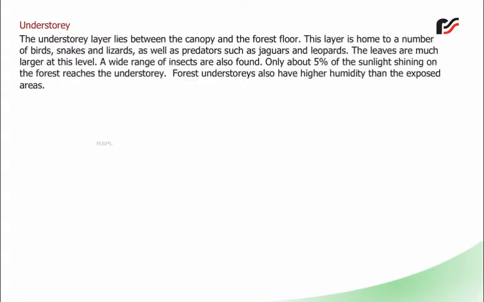Understory. The understory layer lies between the Canopy and the forest floor. This layer is home to a number of birds, snakes, and lizards, as well as predators such as jaguars and leopards. The leaves are much larger at this level. A wide range of insects are also found. Only about 5% of the sunlight shining on the forest reaches the understory forest. Understories also have higher humidity than the exposed areas.